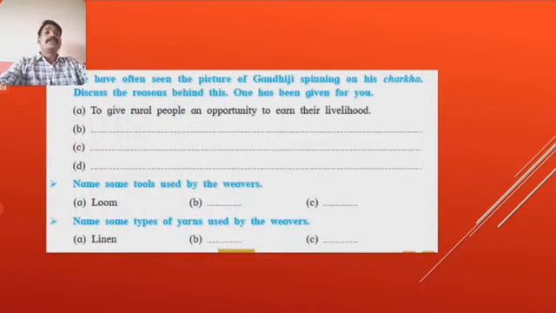Thereafter, we see that, having seen a picture of Gandhiji spinning on his charkha, discuss the reason behind this. We know that the charkha, the spinning wheel, is particularly related with thread, and thread is here the symbol of today's poem. So why is Gandhiji shown in many of the pictures, many of the images, particularly with the charkha?